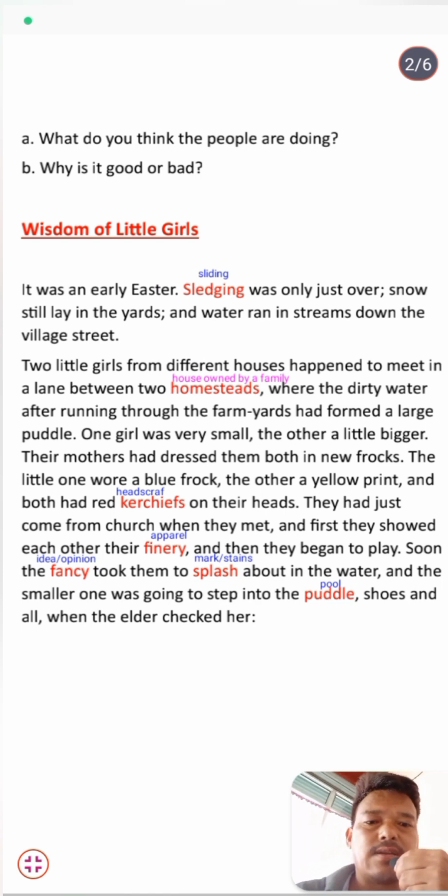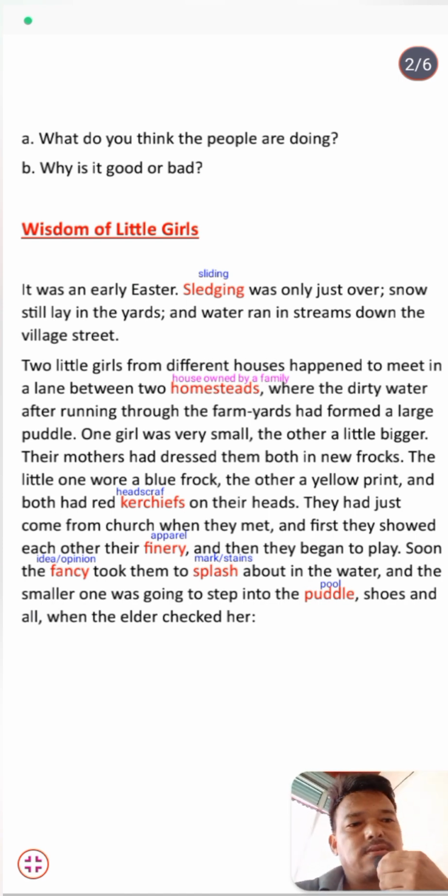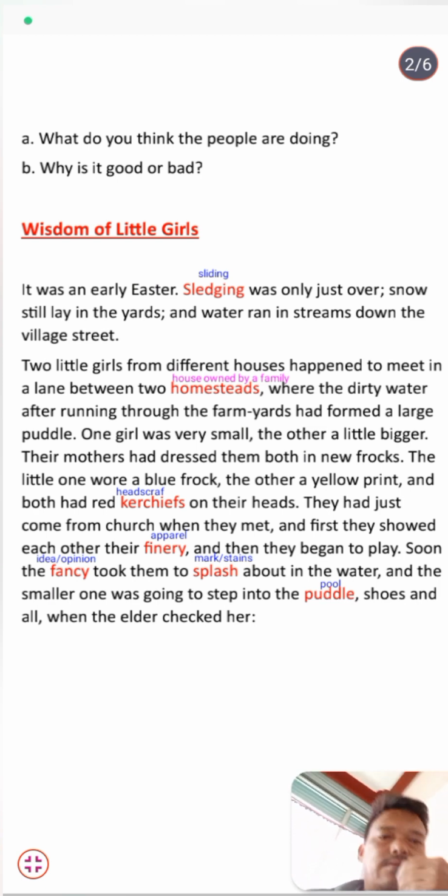Sledging means the sliding activities were just over, and the snow was just over, but the snow was still lying in the yard, in the area, and the water ran in streams down the village street, and there is still snow lying all around the ground, and the water entered the street.